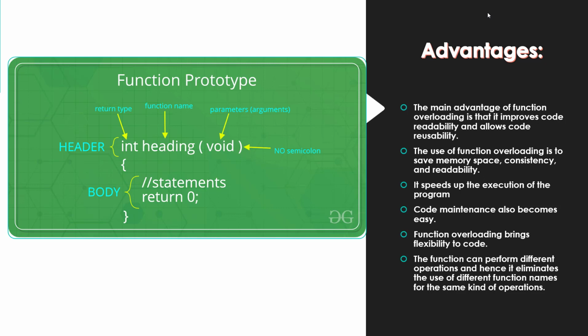It speeds up the execution of the program, code maintenance also becomes easy, and function overloading brings flexibility to code. And the last one is that a function can perform different operations, and hence it eliminates the use of different function names for the same kinds of operations.